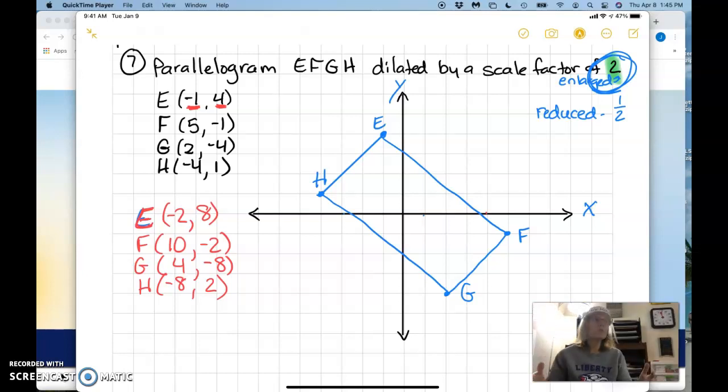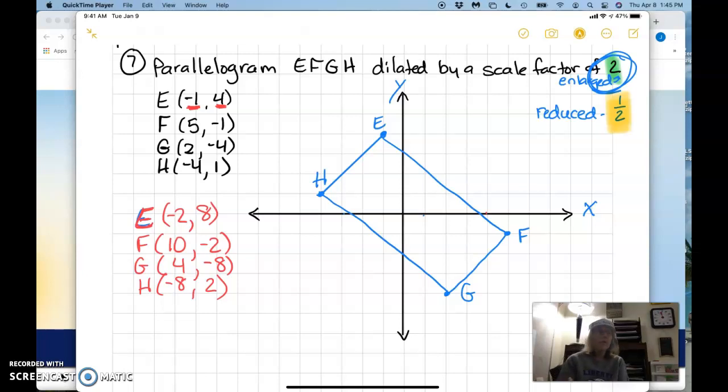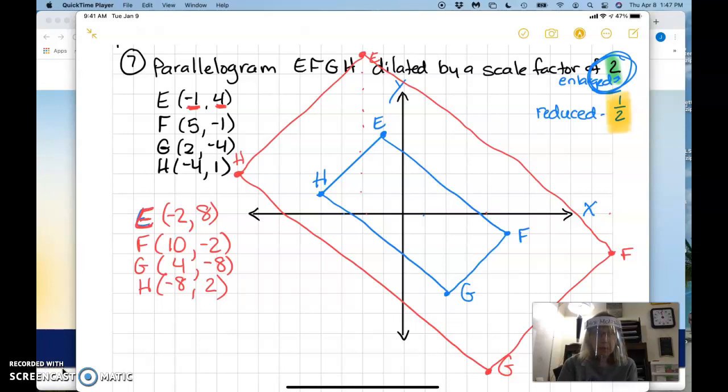If we are reducing it, if they gave us a fraction and said dilate it by 1/2, we would divide all the numbers by 2. So if it's a fraction, you're going to divide because fractions mean divide. If it's just a whole number, you're going to multiply. So let's plot this new parallelogram. And we're running out of time on the video, so I had to pause it and finish it. But here is our enlarged parallelogram. And that is all for today. Let me know if you have any questions.